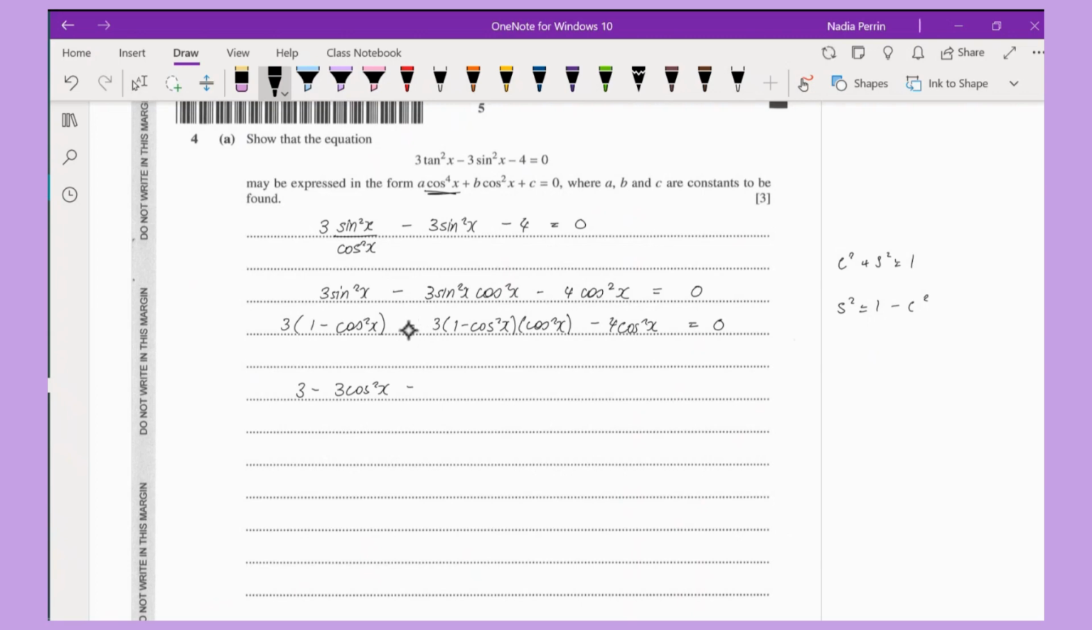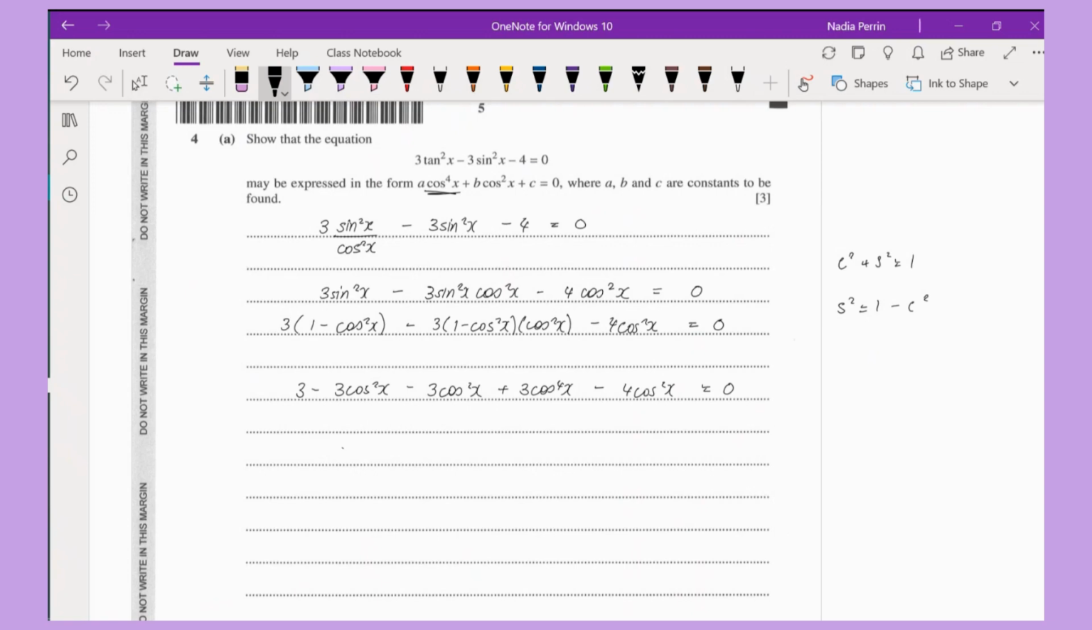And then this one is going to be minus 3 times cos squared. Minus 3 times minus cos squared times minus cos squared. So it's going to be positive 3 cos to the 4. And then the 4 cos squared. Nothing happens to that. And then we're just tidying it up.